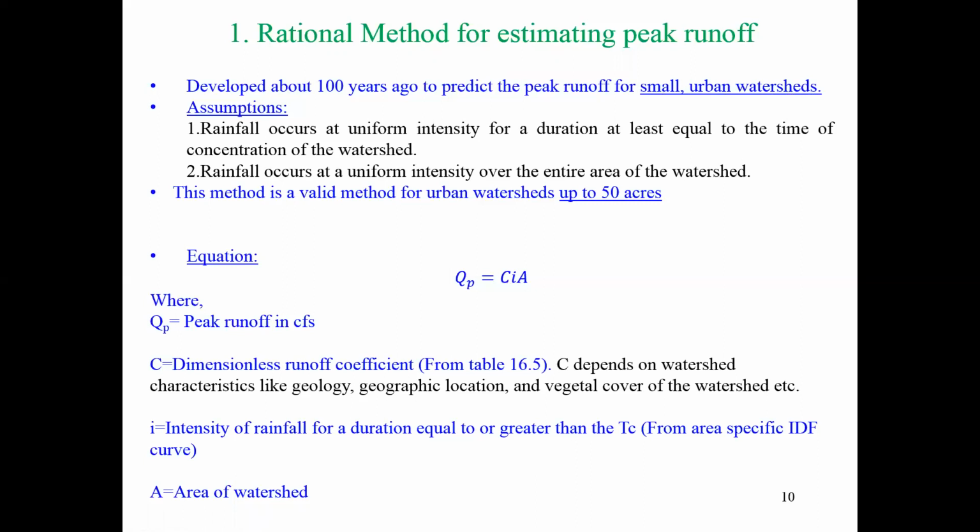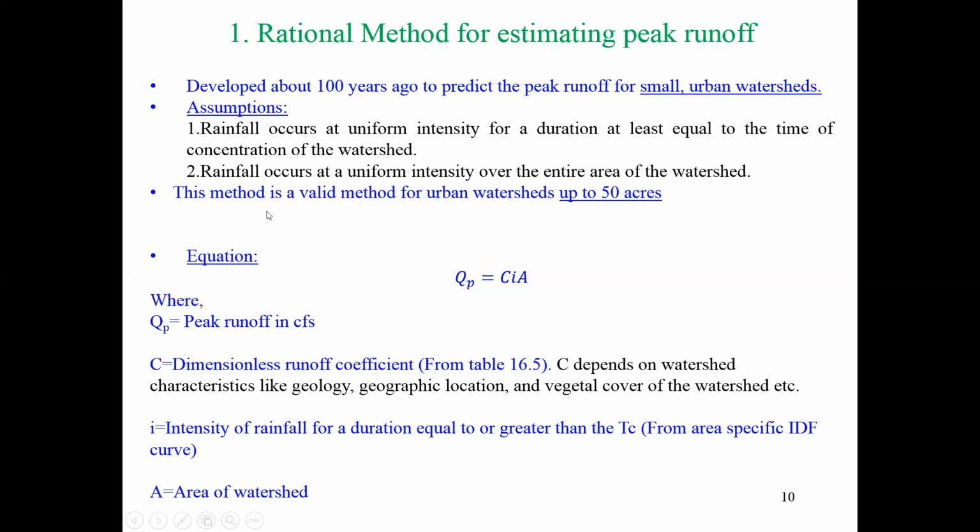The first one is rainfall occurs at uniform intensity for a duration at least equal to the time of concentration of the watershed. And the second one is rainfall occurs at a uniform intensity over the entire area of the watershed. You can imagine these two assumptions may not always be true, because maybe we don't have uniform intensity over the entire area or uniform intensity for the whole time. That's why this is not a good method for a big watershed.